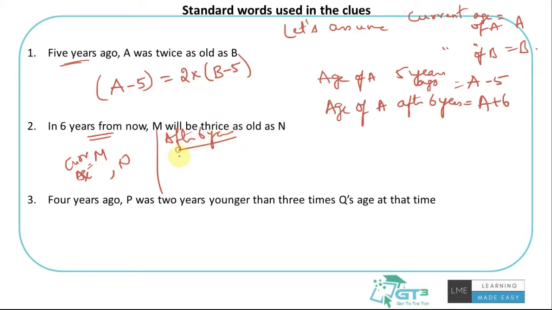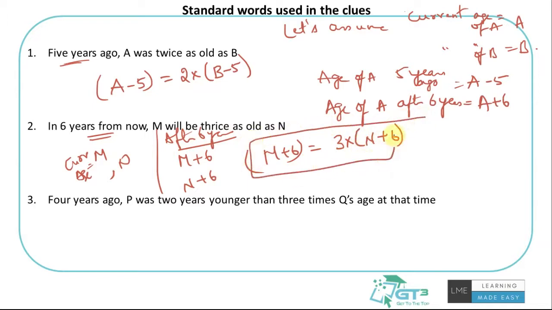After 6 years, M will be M plus 6 and N will be N plus 6. Then after 6 years, M will be thrice as old as N. So that's what you need to write, not M equals 3N. This is correct. M equals 3N is wrong, right?